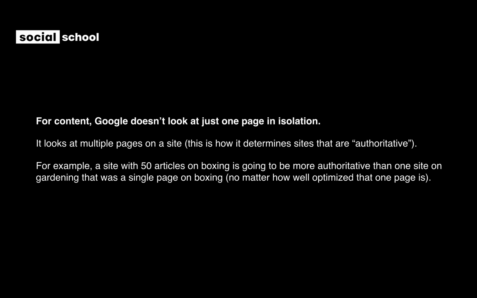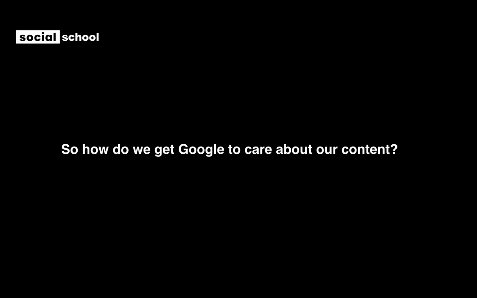You seem mostly to be about gardening. So no matter how well optimized that page is, it's still not going to rank particularly well as an authoritative piece of content compared to sites that are dedicated to boxing. So really important to think about that. We really want to think about our sites as being authoritative sources for content and focused around key areas rather than trying to be all things to everyone, because Google's going to look at all of our content together as a big block. So how do we get Google to care about our content?